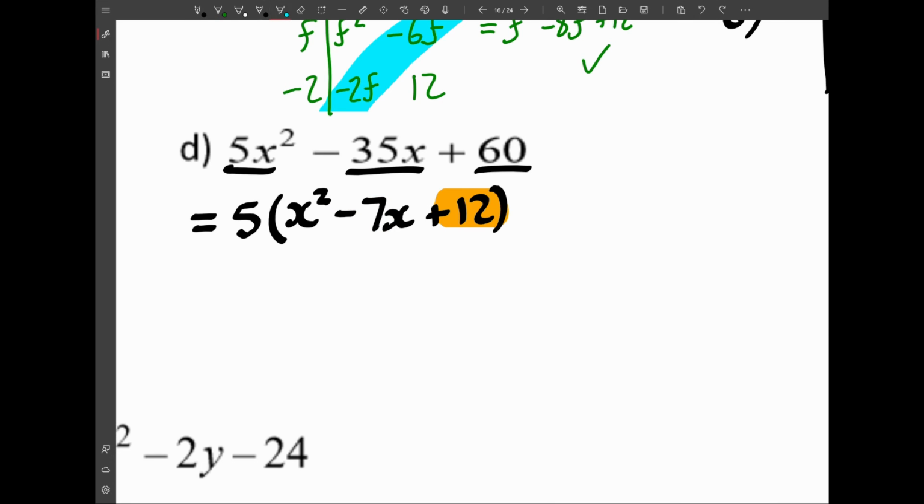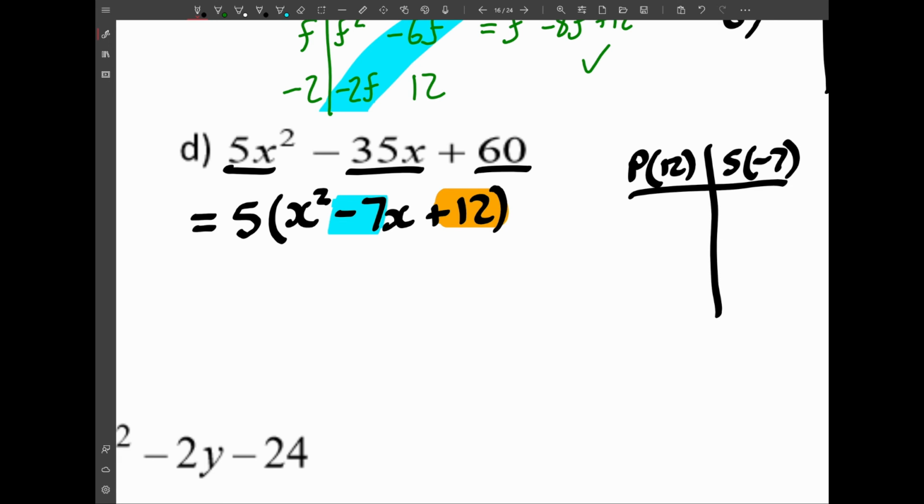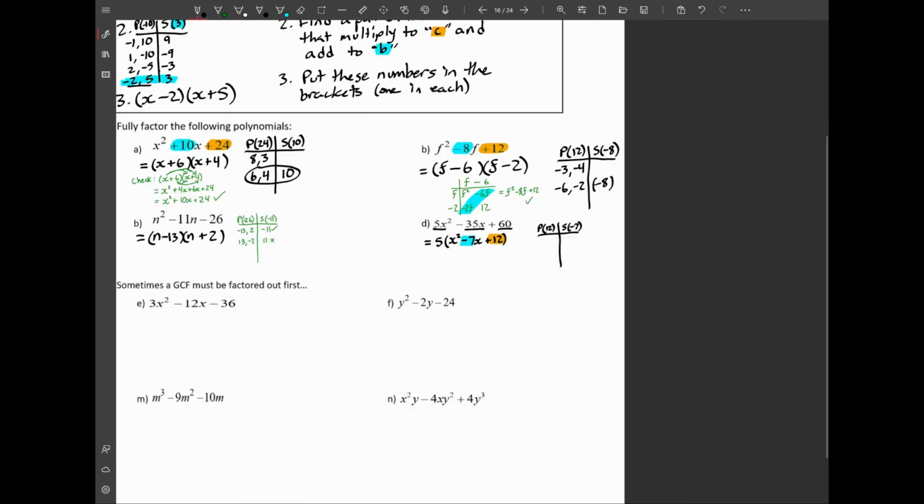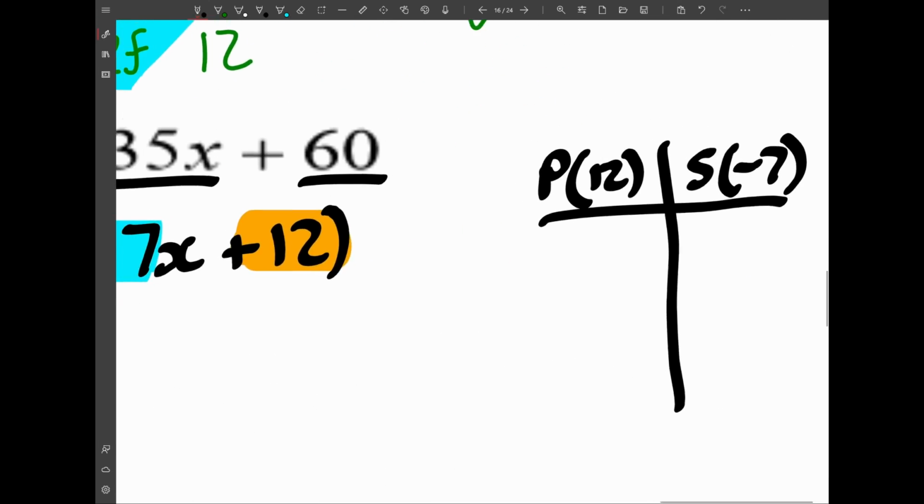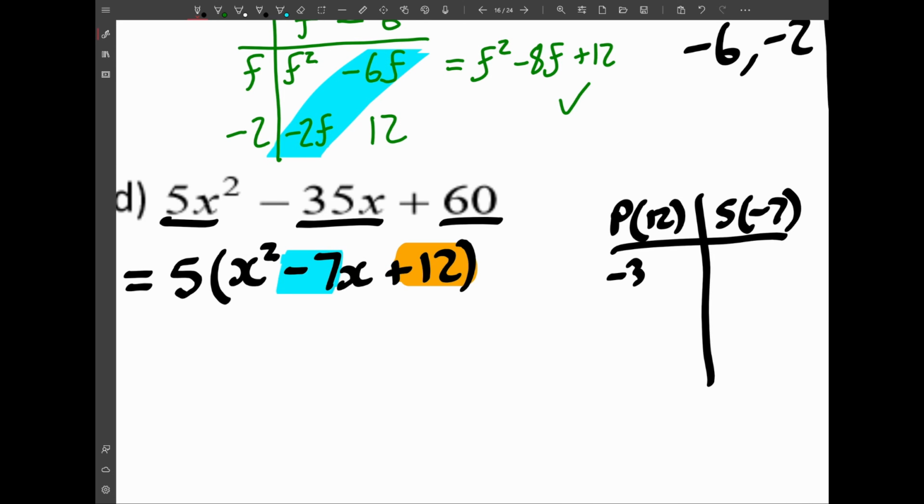A sum of negative 7. So our product is 12, and our sum is negative 7. Again, the sum is negative, and the product is positive, so both numbers have to be negative. So let's try negative 3 and negative 4. Well, that wouldn't.